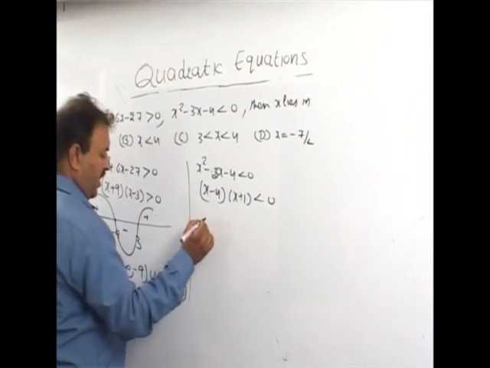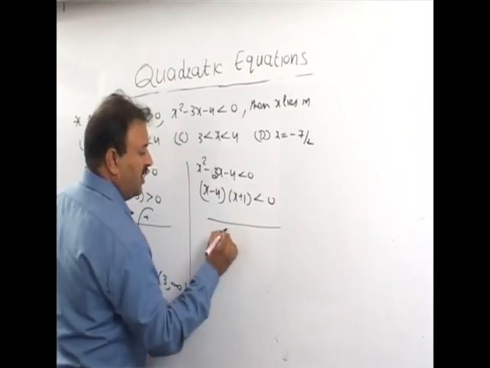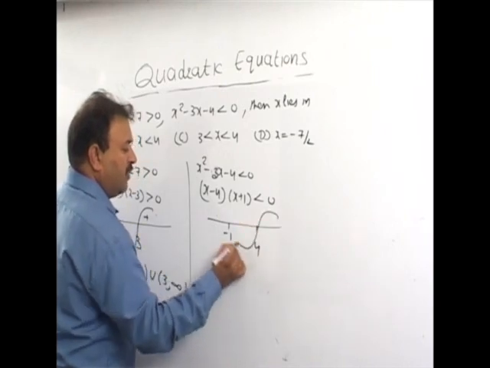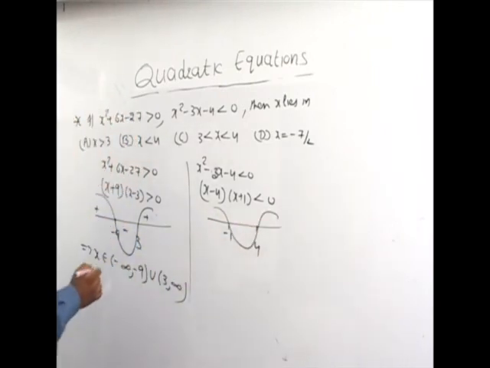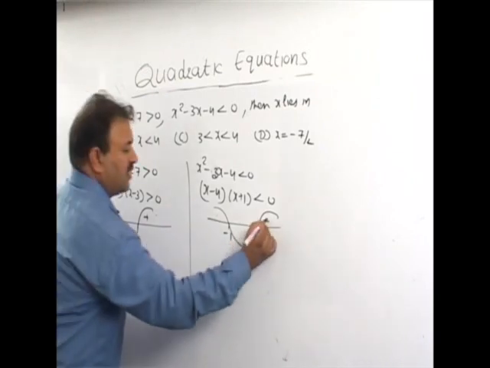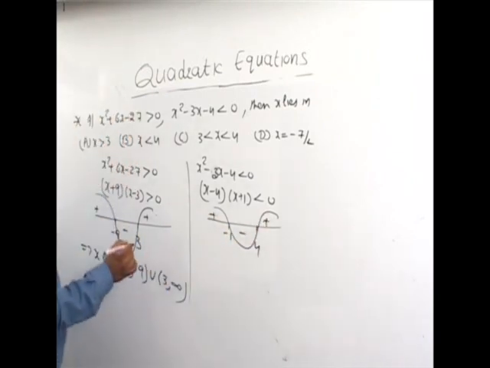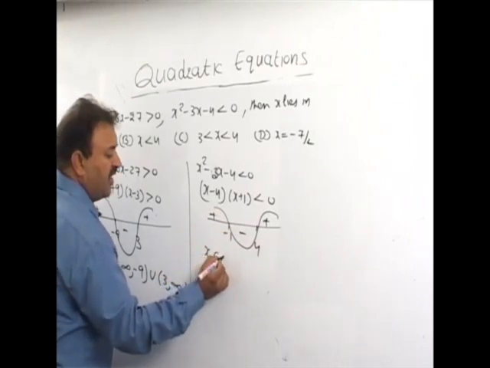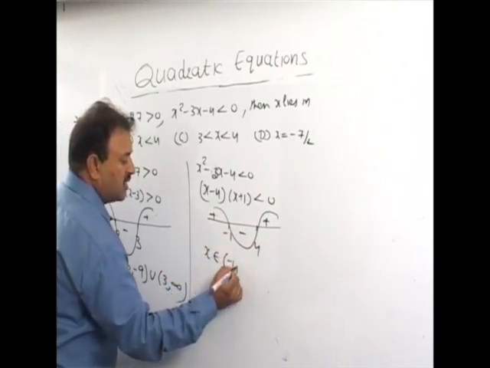We draw a number line. On this number line, here it will be minus 1 and 4. In the same way, the parabola will be like this. Then by the wavy curve method, the signs are plus, minus, plus. Here x will be negative if it lies between minus 1 and 4.